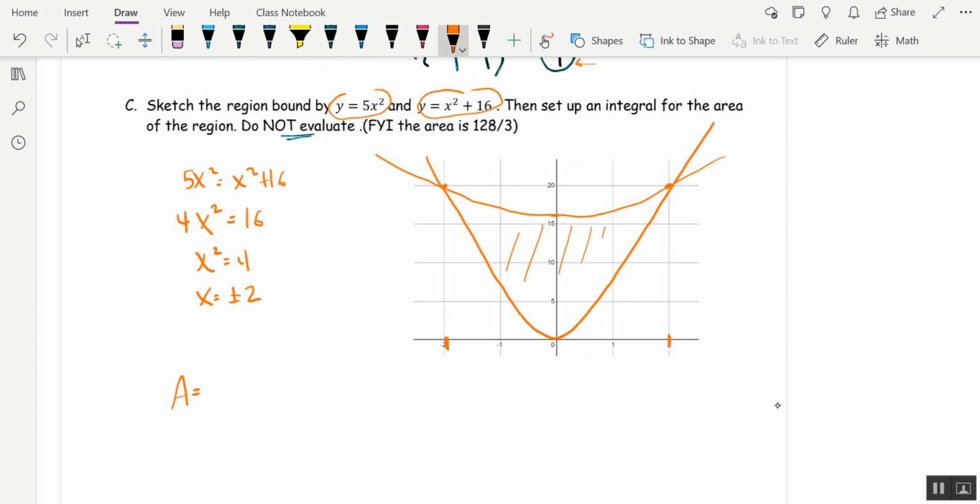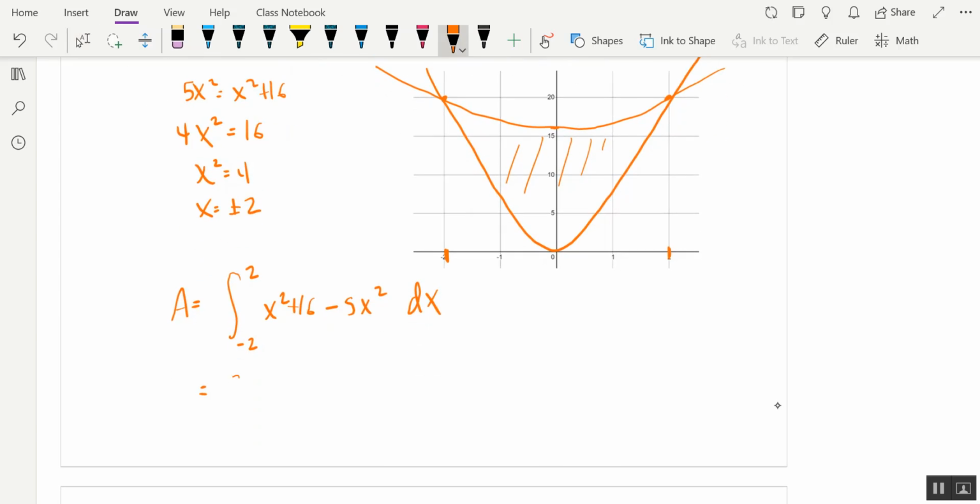So the area is equal to, we don't need 2 integrals because the top curve and bottom curve never change over that interval. So integral from negative 2 to 2, the top curve is x squared plus 16, and the bottom curve is 5x squared, and a dx, and then we'll do a little bit of cleanup. This is equal to the integral from negative 2 to 2 of 16 minus 4x squared dx. And there you have it. That's the setup. We would stop there.